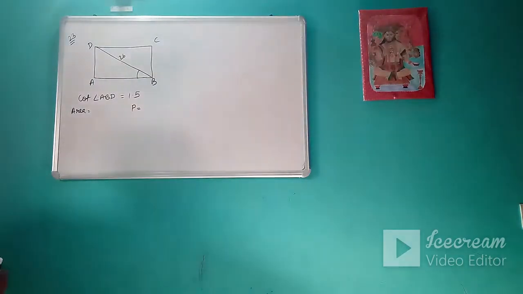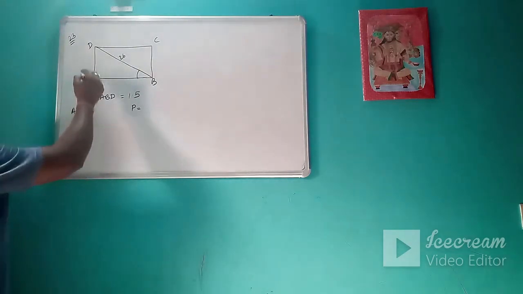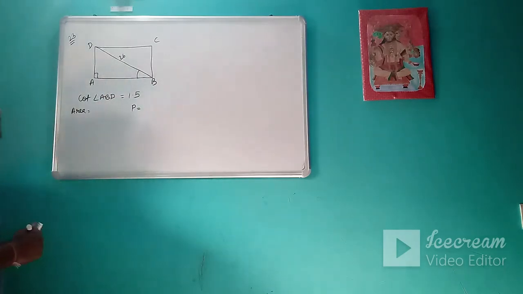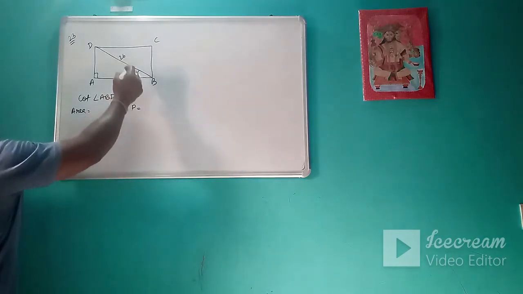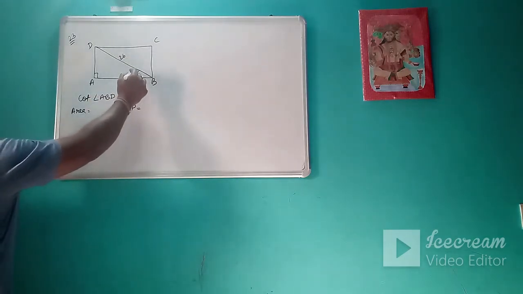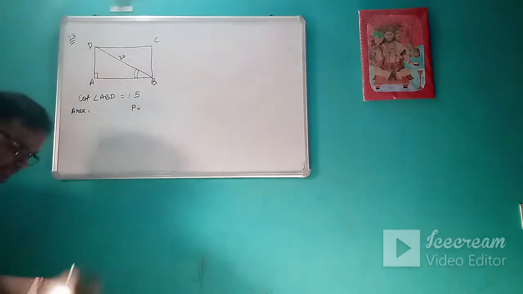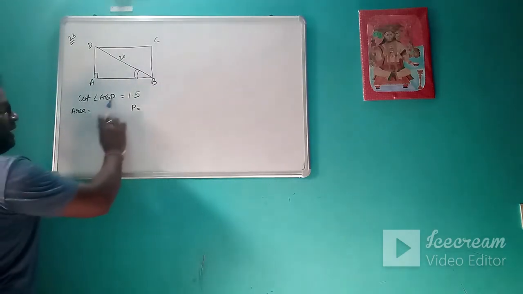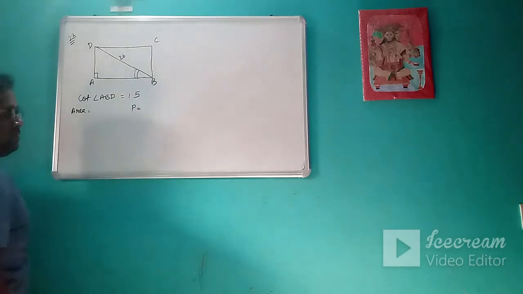Okay, let's discuss one more question. Now it is given that ABCD is a rectangle, so we will use the properties of rectangle. Diagonal BD is given as 26 and cot angle ABD is 1.5. Now we have to find the area of this rectangle and perimeter of this rectangle.